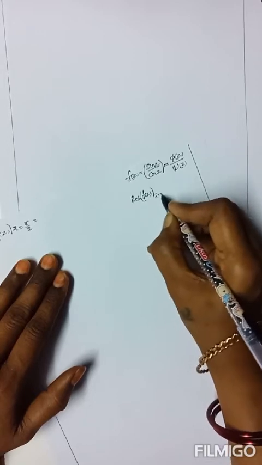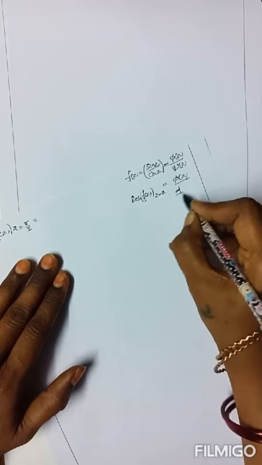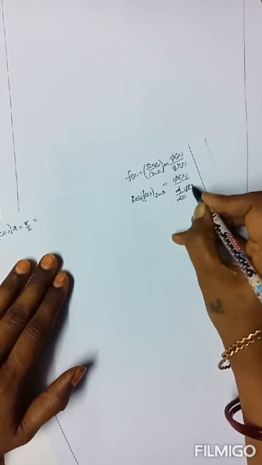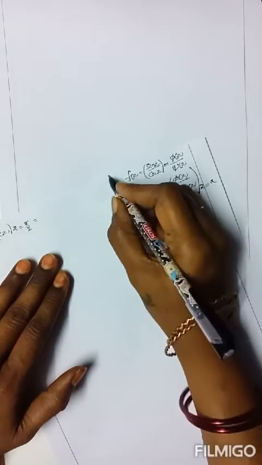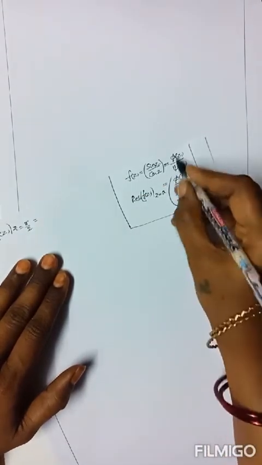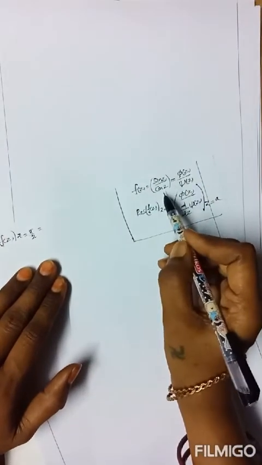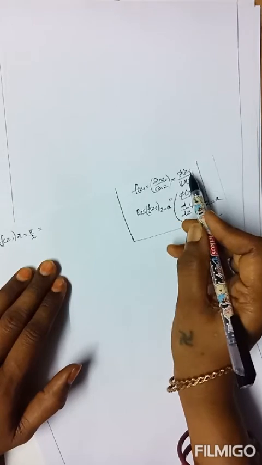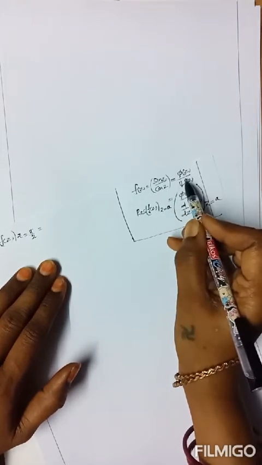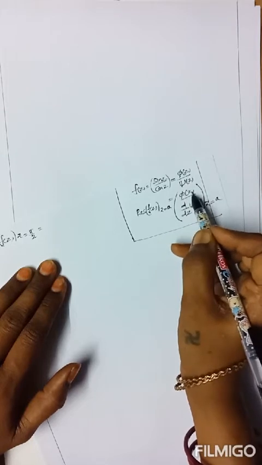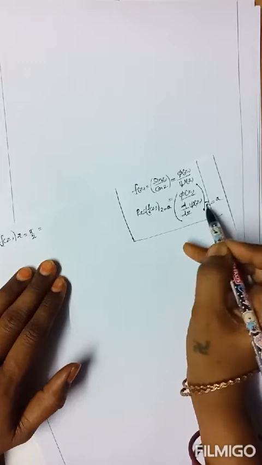To get the residue of f of z at z equal to a, we take phi of z divided by d by dz of xi of z, and then substitute z equal to a. This is the rule for the residue of phi of z by xi of z. So if the function is sin z by cos z, which is similar to phi of z by xi of z, we take phi of z divided by the differentiation of the denominator, and after getting this, put z equal to a.